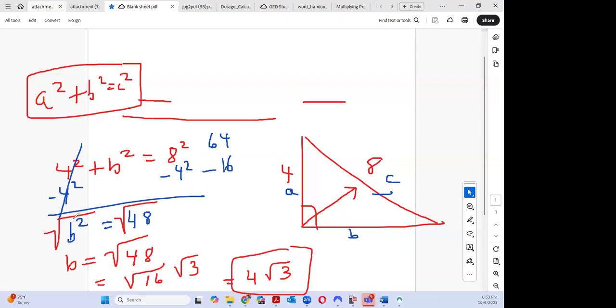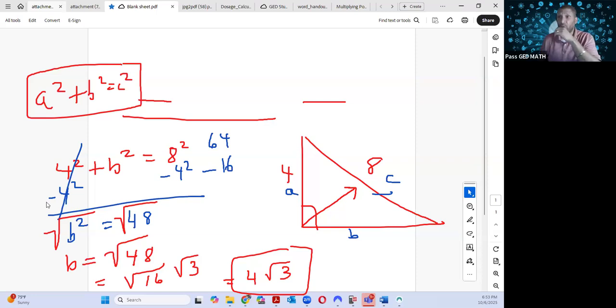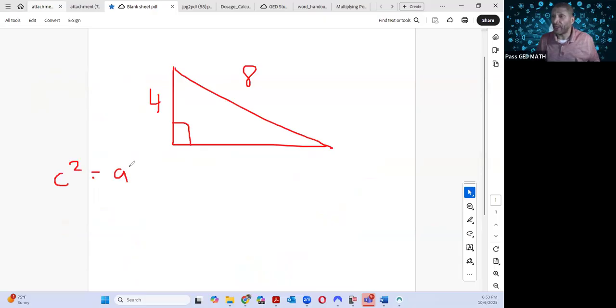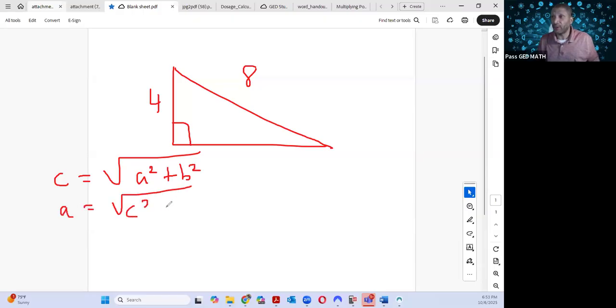Now, Mr. Tensley, oh my God, that's a bunch. What I'm telling you to do is this. If you are looking for A, B, or C, this is the formula I need you to put in your calculator. C squared equals A squared plus B squared. So C equals the square root of A squared plus B squared. If I'm looking for side A, the square root of C squared minus B squared. If you're looking for side B, put in the square root of C squared minus A squared.